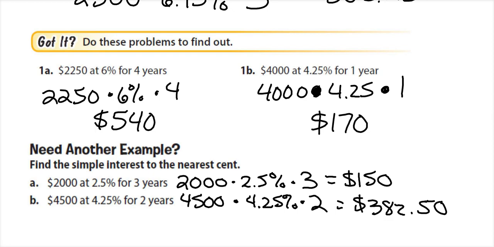Okay. So again, if we borrowed $4,500 at 4.25% interest for 2 years' time, that means in addition to paying back our full $4,500, we would have to pay an additional $382.50 because we needed to borrow that money. Or if it's an investment, that means we would make that much off of our investment.